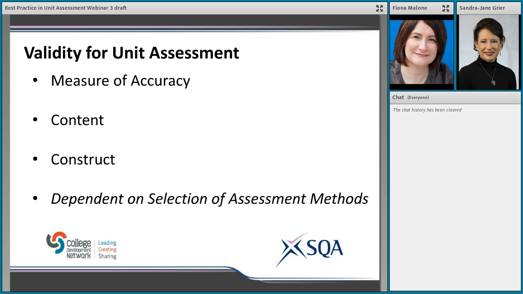The second area is construct validity, and that concerns the extent to which an assessment actually measures what the unit specification states it is intended to measure. For example, an assessment that asked a candidate to write about a skill rather than demonstrate it would have low construct validity. Both types of validity are achieved by subject experts selecting the most appropriate assessment method.